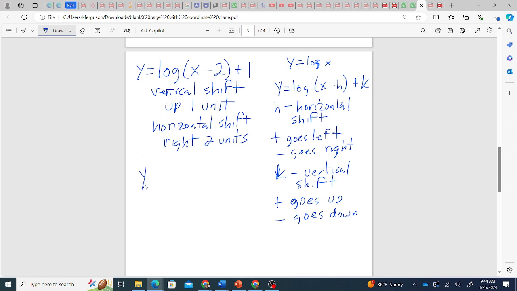All right. y equals log base 4 of x minus 3/4 minus 0.8. And my parent graph is y equals log base 4 of x. So what's my description of the transformation?